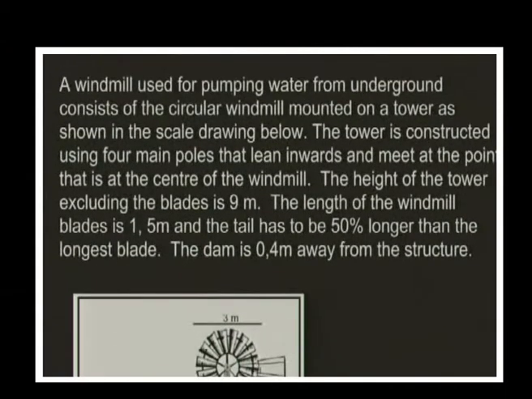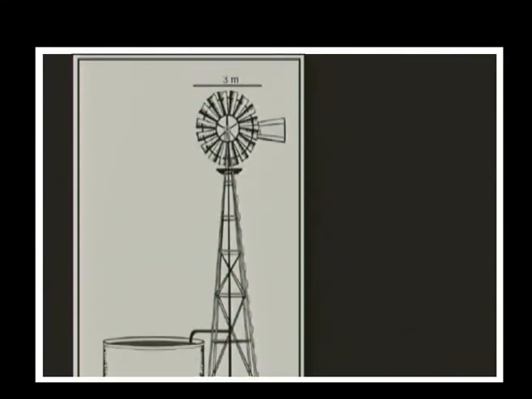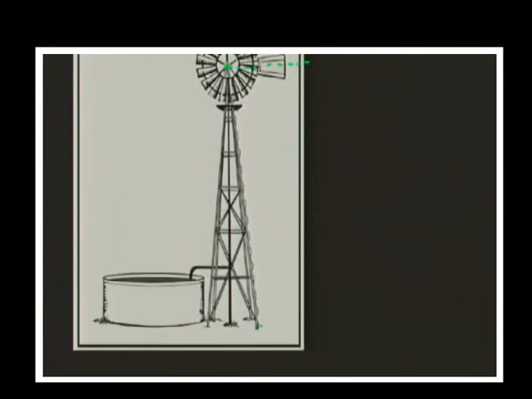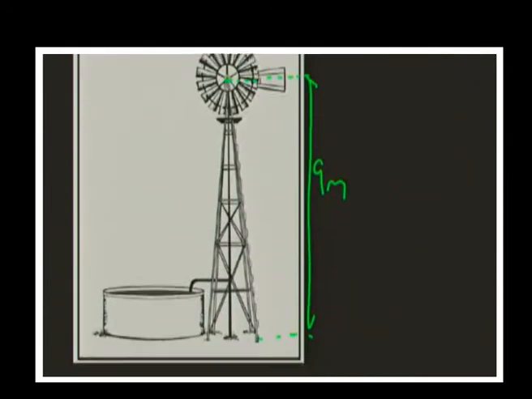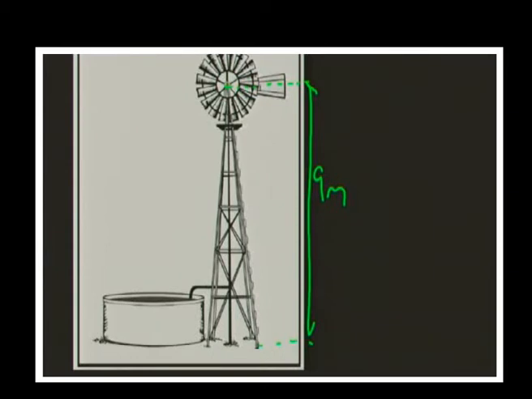We're told that the height of the tower, excluding the blades, is 9 meters. So I know my height up to my windmill. There's my windmill starting. From there, all the way down to the ground, I have a height of what? Of 9 meters. Okay? I'm also told that each blade is 1,5 meters. So one blade, and I'm going to take a different color here, from the center to the end of the blade, I've got 1,5 meters.